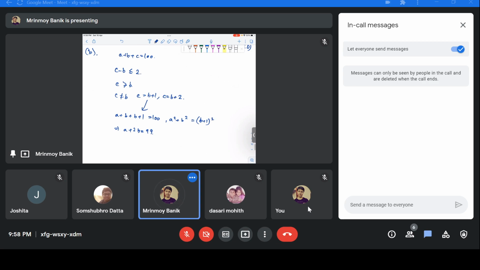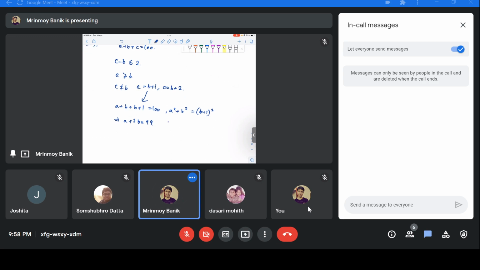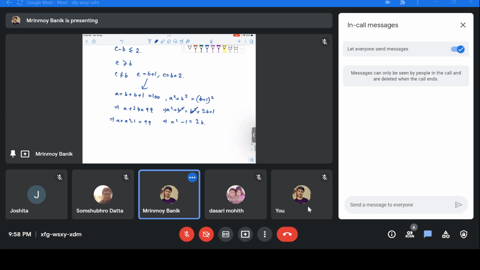So B plus 1 squared minus B squared is 2B plus 1. That gives A plus B squared minus 1 is 99. So we got a quadratic.